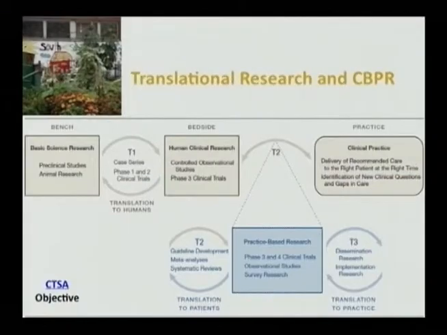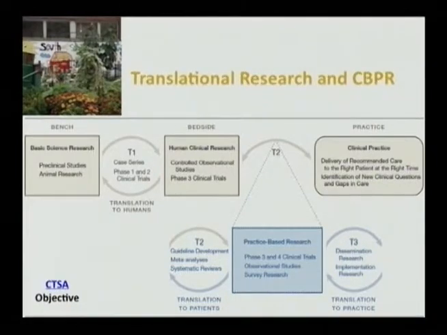You hear a lot about translational research, and how does translational research and community-based participatory research come together? What I wanted to do was present the usual table that is used in showing the transition between T1, which is basic science research, to T2, which is practice-based research, and dissemination, T3. So when you go from bench to bedside to practice, you have case studies, and then the translation of the basic science research to the bedside, where we have controlled observational studies and clinical trials that are moved into the translation to human phase.